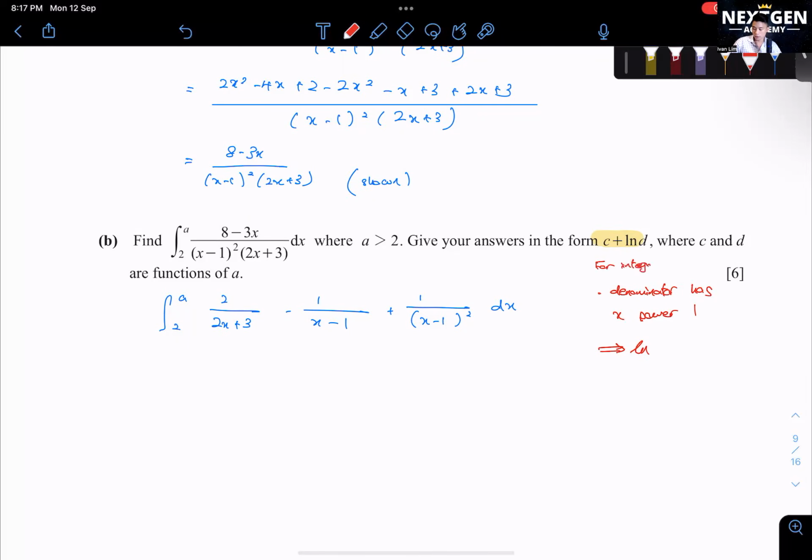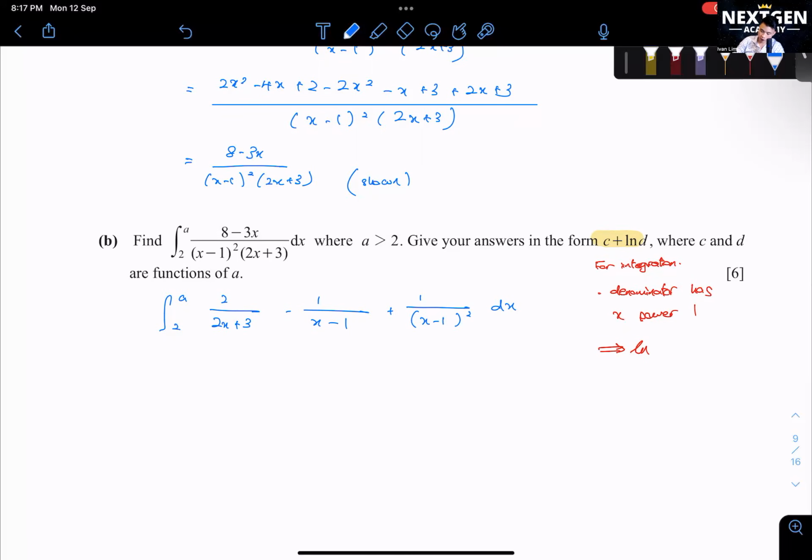Don't force it to become a power rule or some chain rule. Because if you take 2x plus 3 to the power negative 1 and add power 1, you will get power 0, so there is a problem already. So always remind yourself, if you cannot figure it out, look at the bottom first, the denominator. If it's x to the power 1, you need to use ln to integrate.